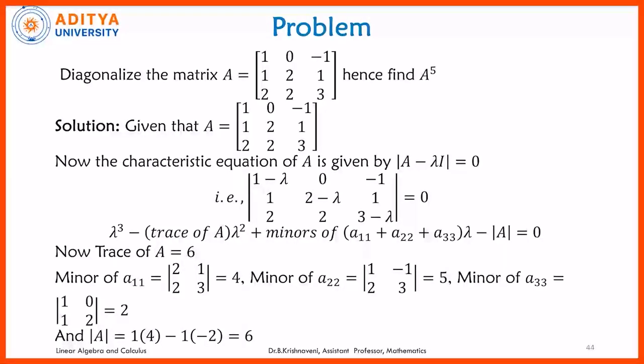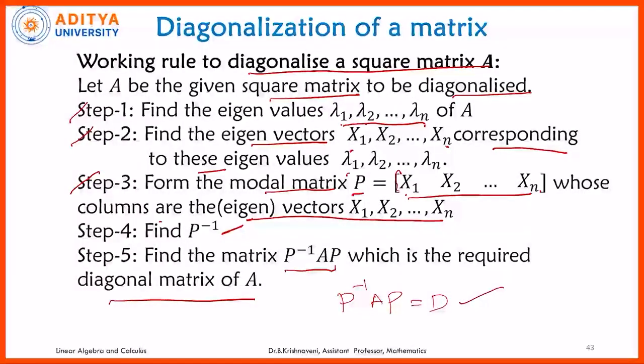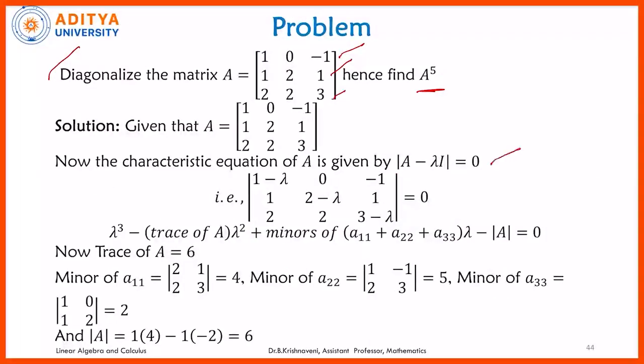So, let us discuss a question on this. Diagonalize the matrix A equal to [1 0 -1; 1 2 1; 2 2 3]. Hence, find A power 5. As per our working rule, we first find the eigenvalues, then the corresponding eigenvectors. For that, we need the characteristic equation, given by det(A - lambda I) = 0. That is, det of [1 - lambda, 0, -1; 1, 2 - lambda, 1; 2, 2, 3 - lambda] is equal to 0.